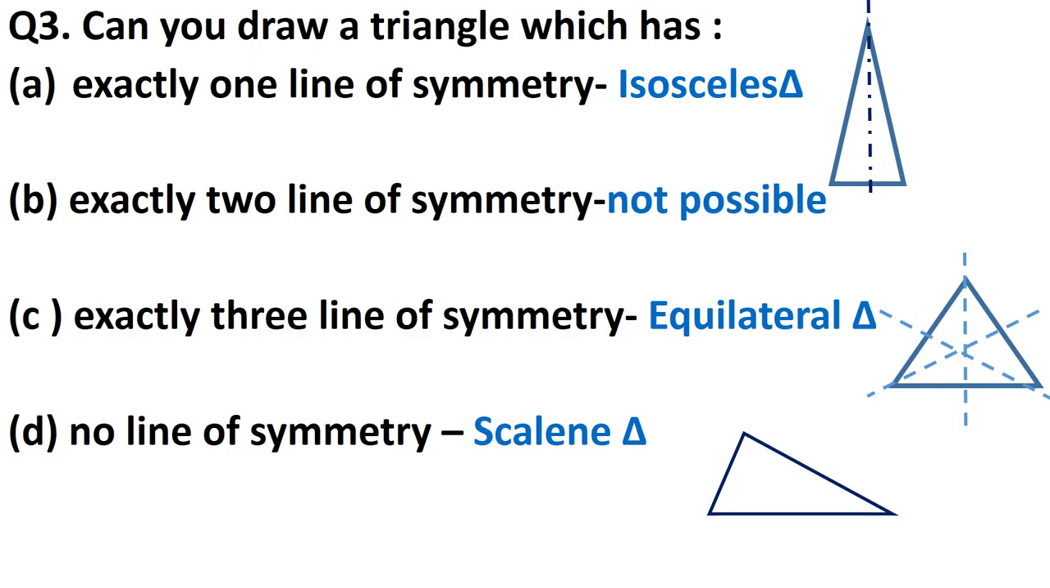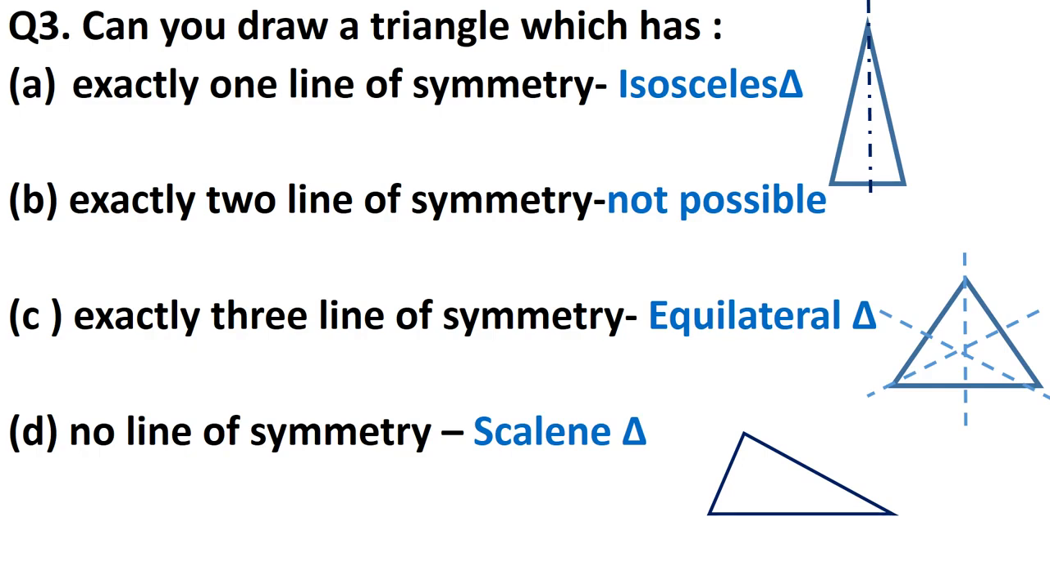Exactly two lines of symmetry, that is not possible, because we have to draw a triangle. Many other shapes have two lines of symmetry, such as a rectangle, but it is asked about the triangle. Can any triangle have two lines of symmetry? No. No triangle has two lines of symmetry. Exactly three lines of symmetry is an equilateral triangle.